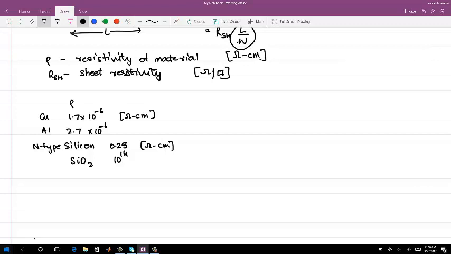SiO2, the resistivity is too high. No, I'm not realizing with silicon dioxide. I'm saying the resistivity of silicon dioxide is so high that you will not be actually using it.